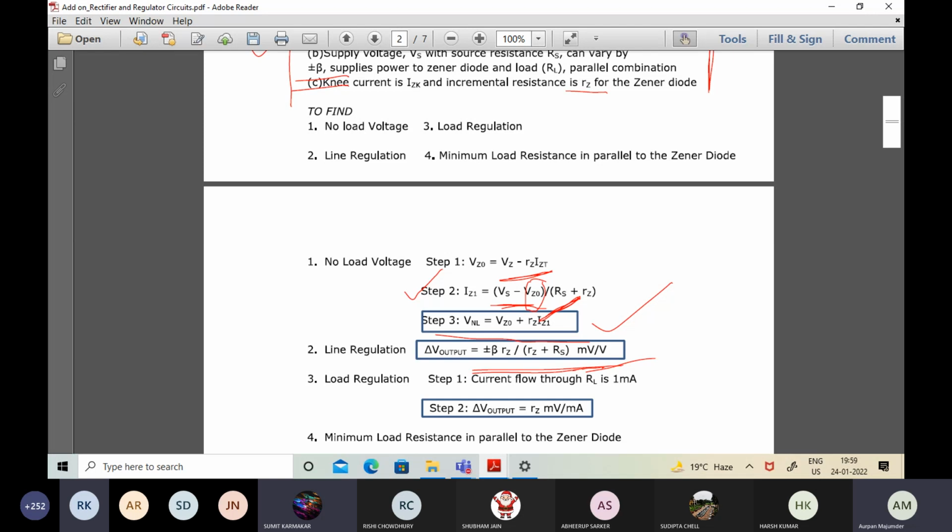Plus minus beta. If I consider beta to be equal to 1, put beta equals to 1, it should be plus minus 1 factor multiplied to Rz by Rz plus Rs. Just applying voltage divider, nothing else. You get the idea of line regulation.